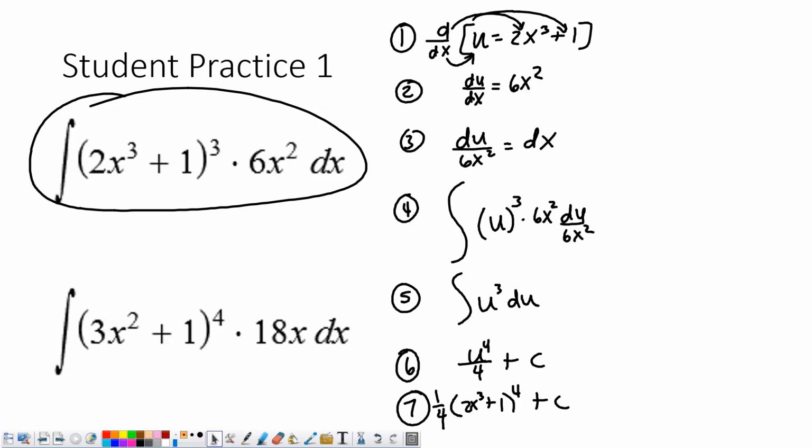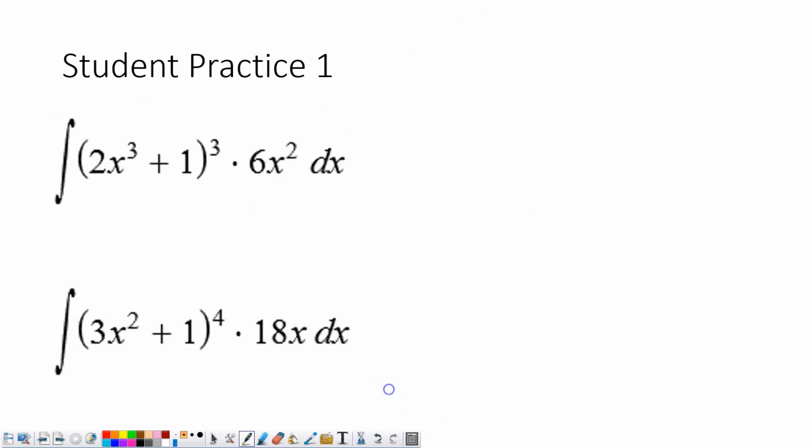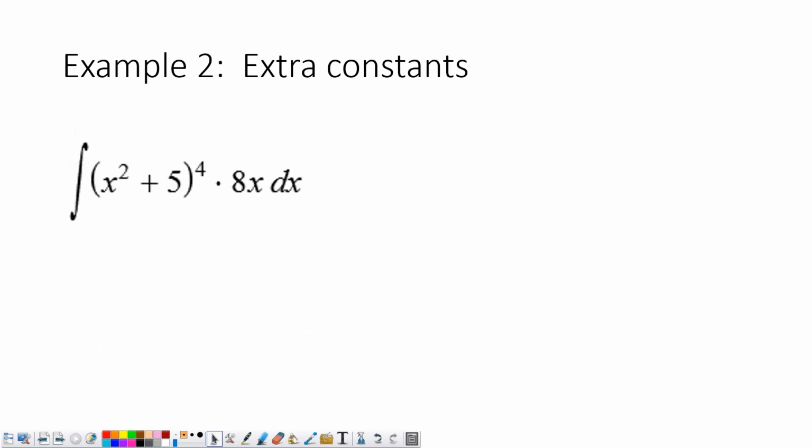Okay, so there's the final solution down there at the bottom. So if you didn't get that, you might want to study these steps here and see where you might have gone wrong. But that is the basic idea for U-substitution. Now, since that's the basic idea, we're going to start delving into some other things that come up. And so the first thing we're going to be delving into is what I'm going to call extra constants. You'll see what I mean by that.